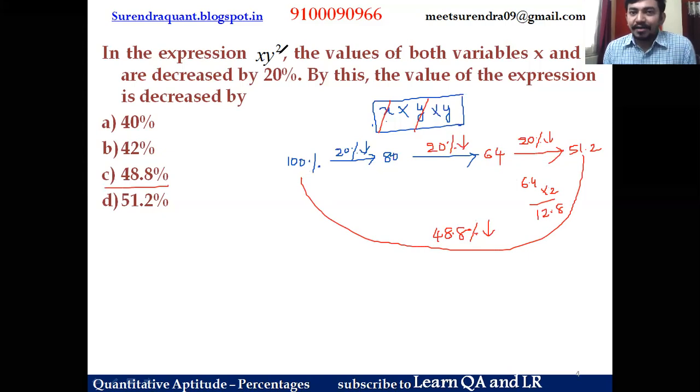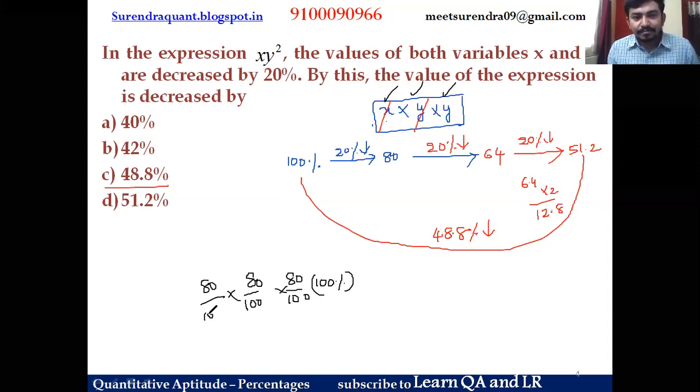If you are not comfortable, or if you want to learn one more interesting model, we have our percentage changes, successive multiplying factors model. Let us say 100% is the initial value. First it decreases by 20%, 80% of the value. Again decreases by 20% because there are 3 variables. X is done, now y. Again 20% decrease, 80% of the value. In the third variable also 20% decrease, 80% of the value.